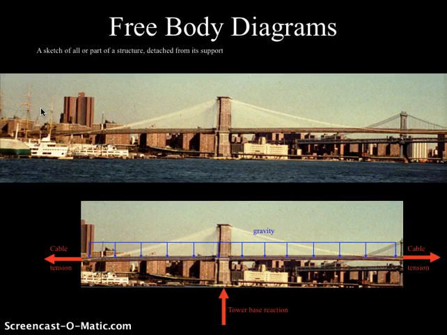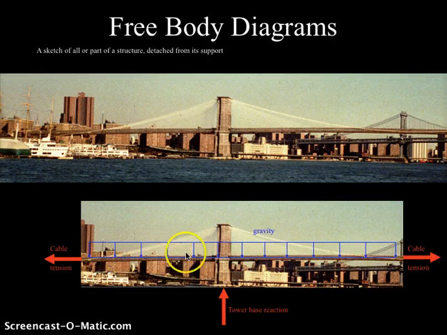We've also looked at the idea of the free body diagram when we looked at the Eiffel Tower, and now we're going to develop free body diagrams for suspension bridges. We'll begin with the Brooklyn Bridge, a photograph of half of the span at the top, and then a diagrammatic version of the Brooklyn Bridge half span at the bottom in free body diagram mode. And of course, a free body diagram is simply a sketch of all or part of a structure detached from its supports and with all of the forces acting on the structure shown clearly.